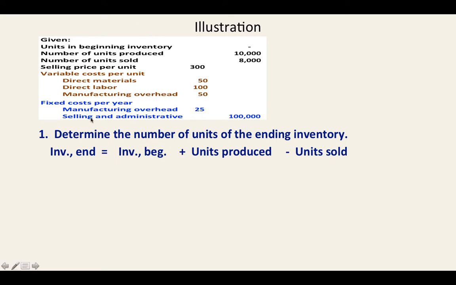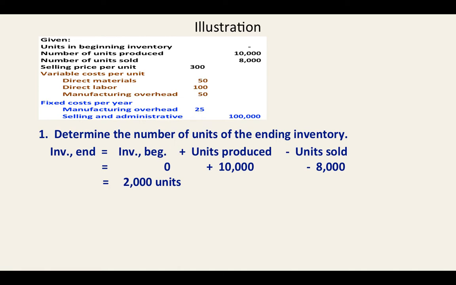So kung ang hinahanap, ang required is ending inventory. So we have determined that this will be the equation. So ang inventory beginning natin is 0. Okay? Ang units produced natin ilan? 10,000. Minus units sold, 8,000. So, ang ating inventory end is 2,000.